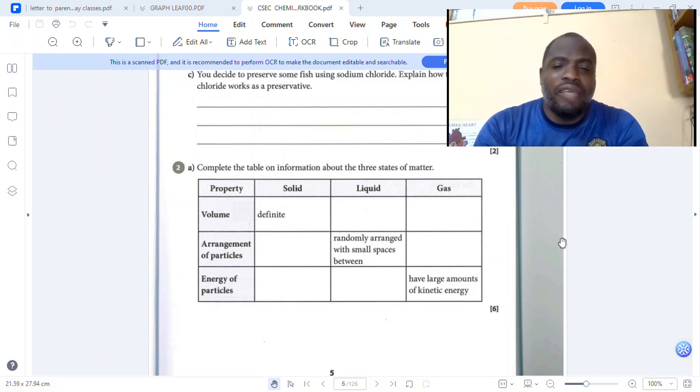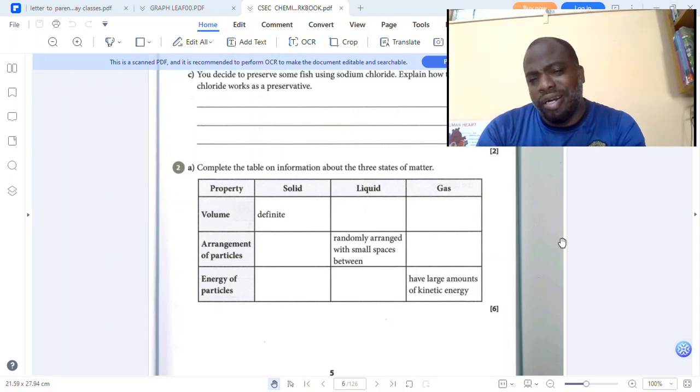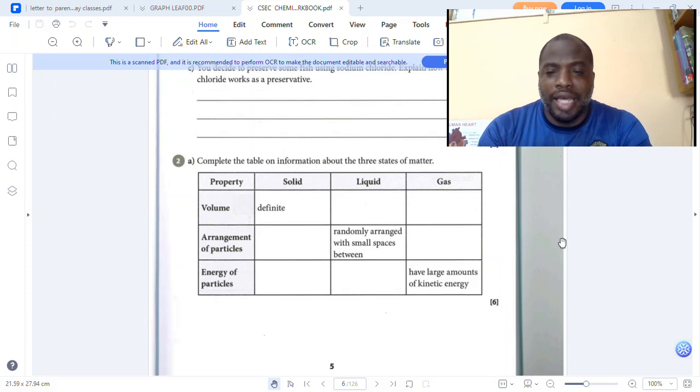So liquids, if you want to give a definition or explain, sometimes I tell students to just do a comparison. They would have more energy than the solid particles, but less than those of a gas.